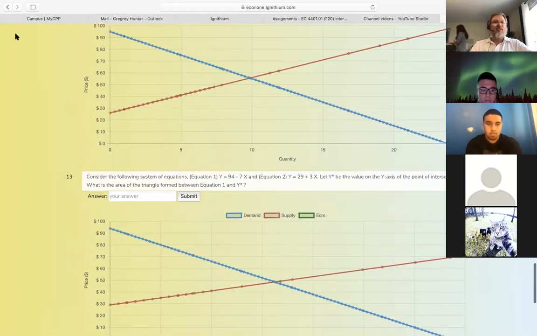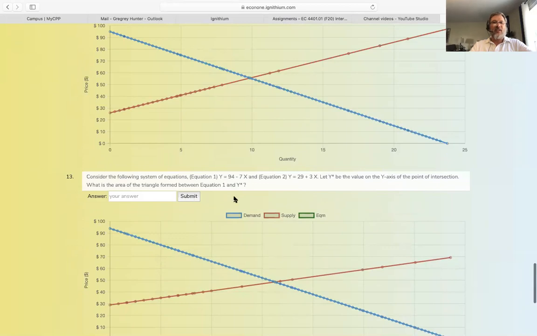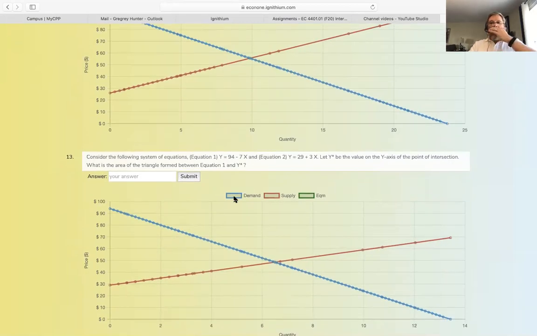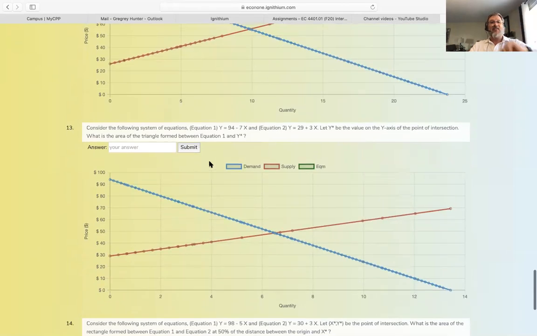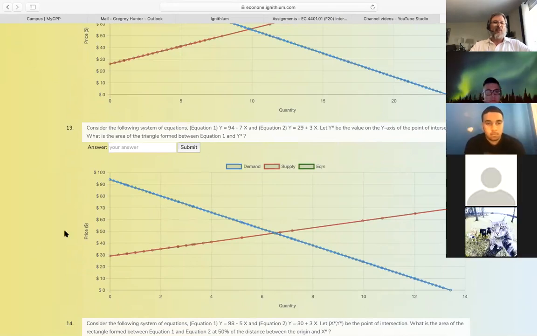So let's take a look at 13. Y star is the value on the y-axis of the point of intersection. What is the area of the triangle formed between equation 1 and y star? Okay, so now this one is even a little bit more subtle. So let's see if we can.